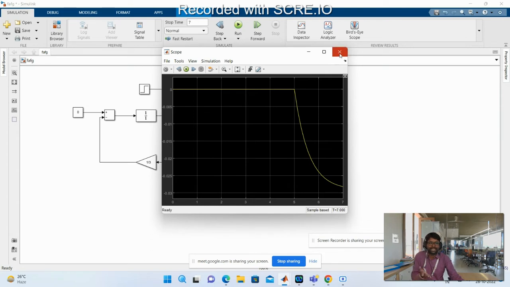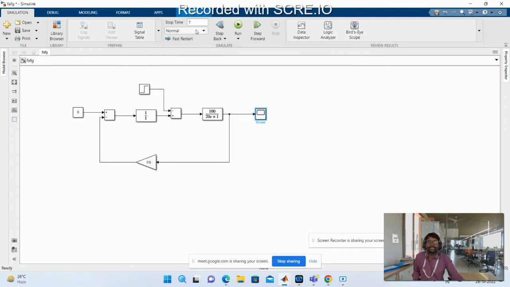And I will increase the time, since you are unable to visualize it perfectly. Now I want to increase the time to 10 seconds. That means your simulation will run up to 10 seconds. So run it again.